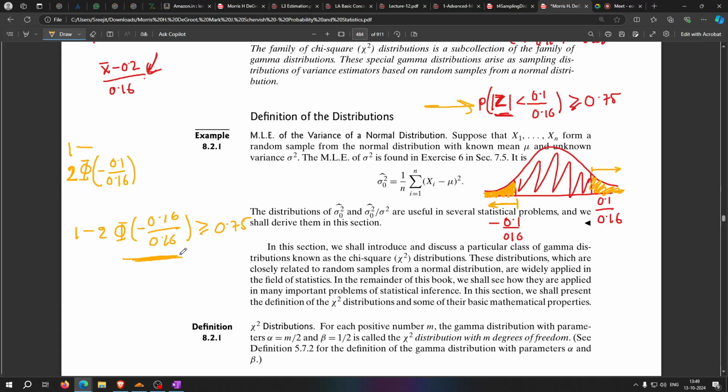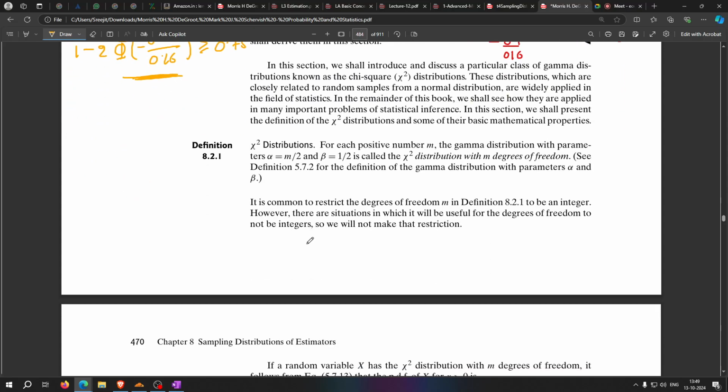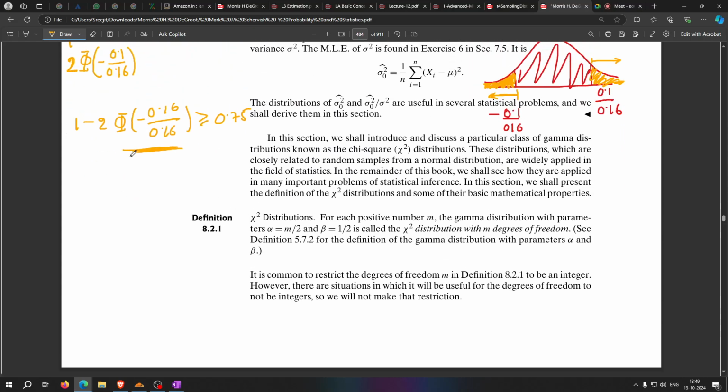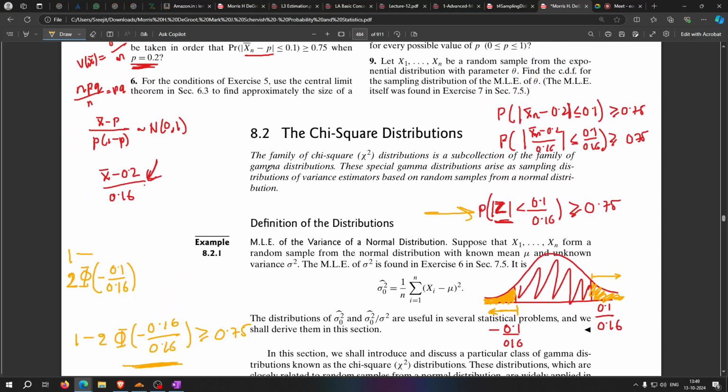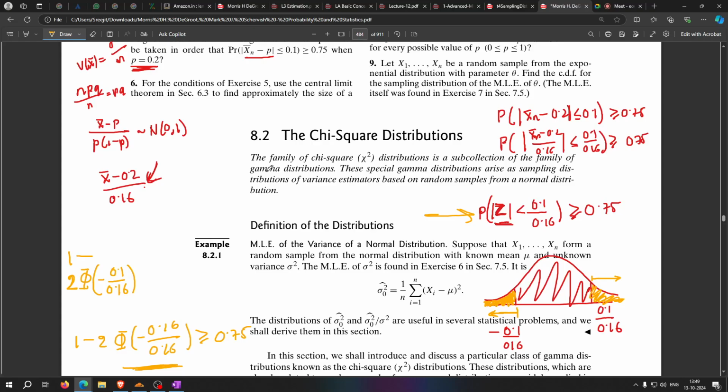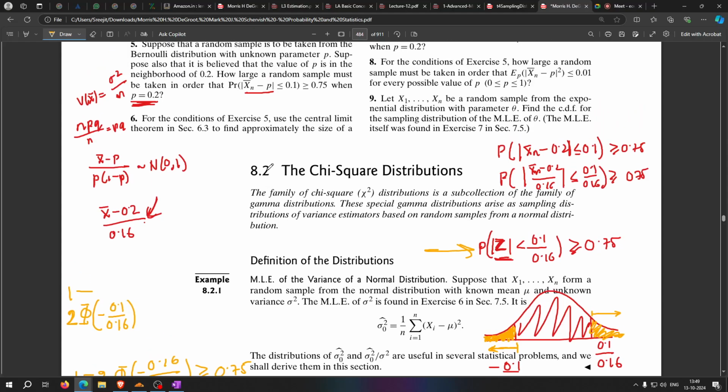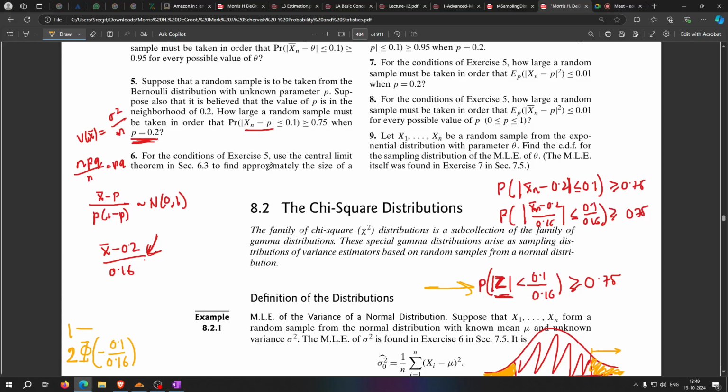Its value would be given from the table or whatever, and we'll be able to find out n. Right. There should have been an n here.